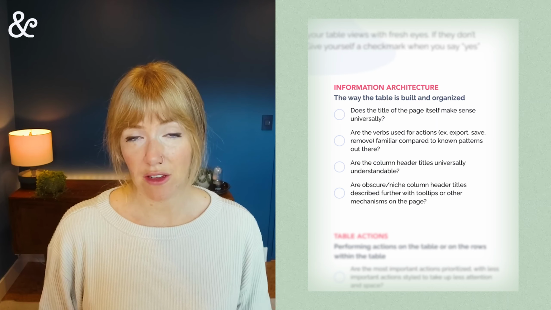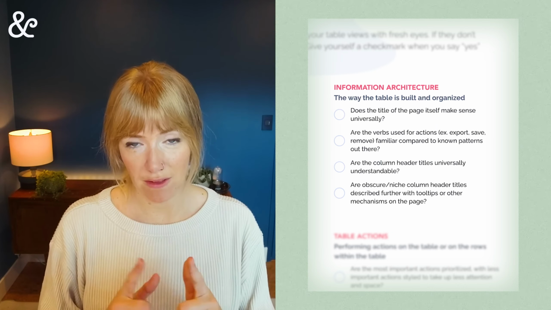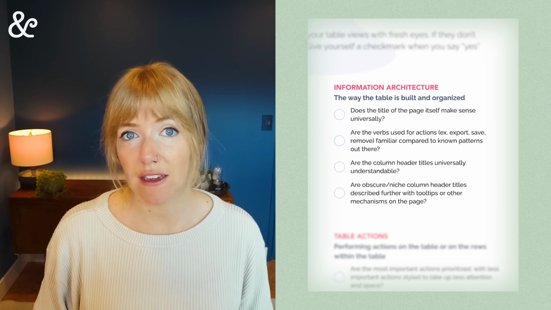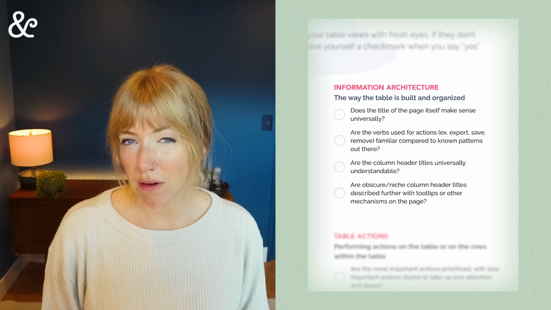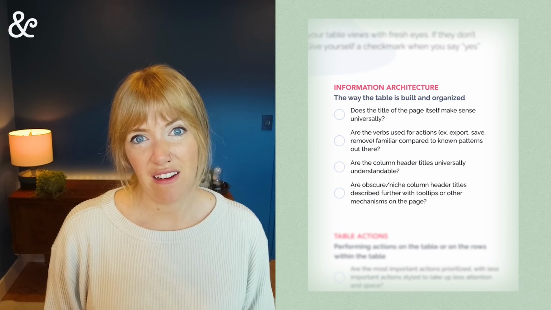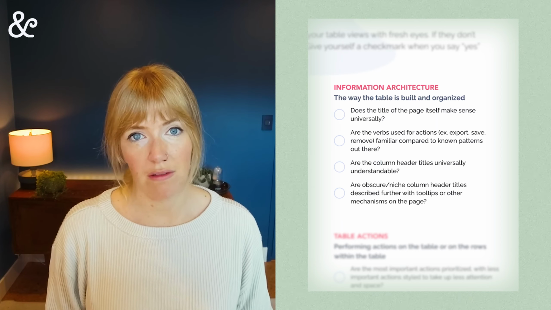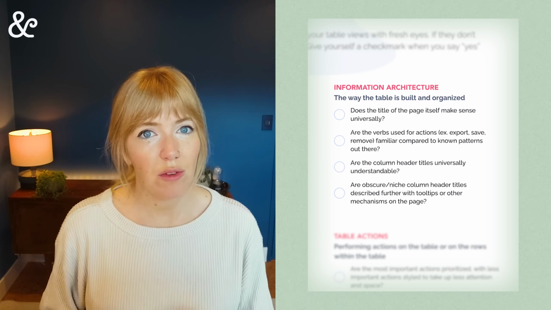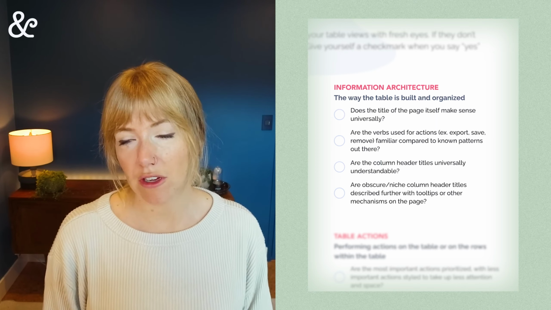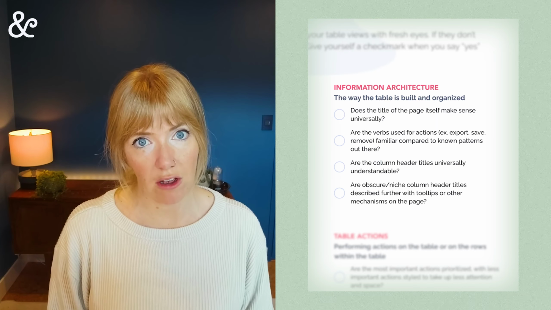Are the column headers, the titles of the columns going across, universally understandable? Is there anything about them that could be misinterpreted or confused? Or are they the pure, human-unreadable version of what they are in the database? How are those column headers looking? Because that's a big part of how you orient yourself in a table.